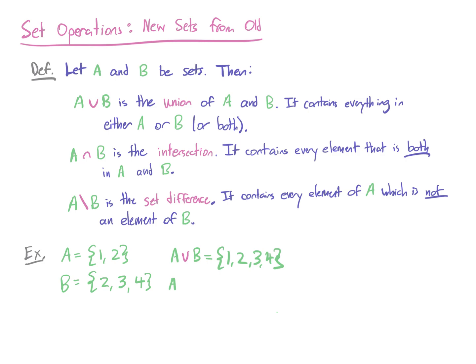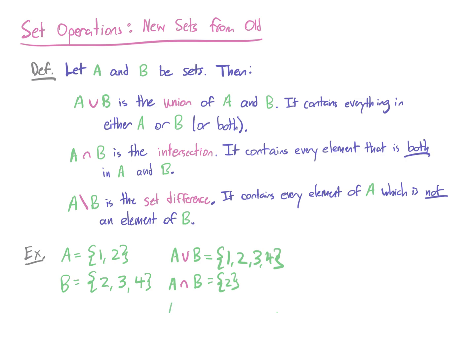Let's also try the intersection. A intersection with B. This time, I'm looking for all the elements that are in both A and B. And when I do that, I see there's really only one of them, actually. Only 2 is in both A and B. Everything else is in only one of these two sets. And so the intersection of A and B is equal to the set with the single element 2.